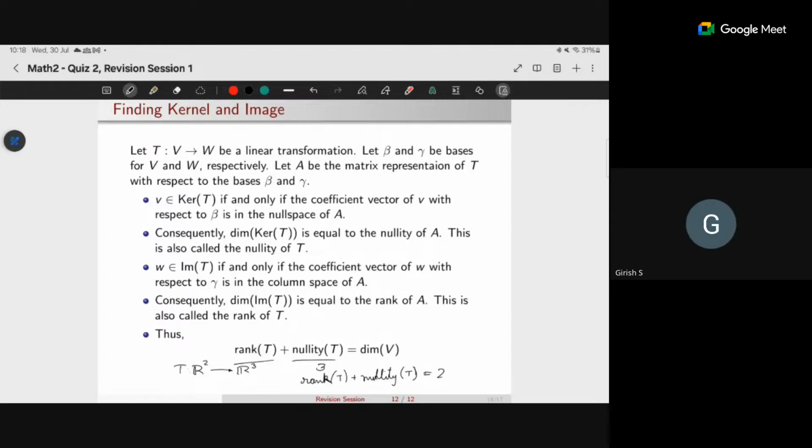Similarly, if you have R3 to R2, or bigger dimensional space to a smaller dimensional space, work with this and let me know if you have any problem. I just did it for 3 and 2. You can do it in general for whatever n and m with n less than m. There you cannot have nullity or rank to be more than some number. It'll be a similar argument. I'm sure you can figure it out. And if not, let's discuss that tomorrow.